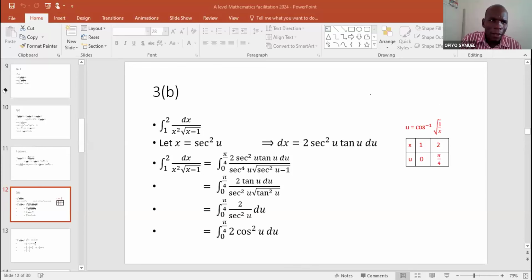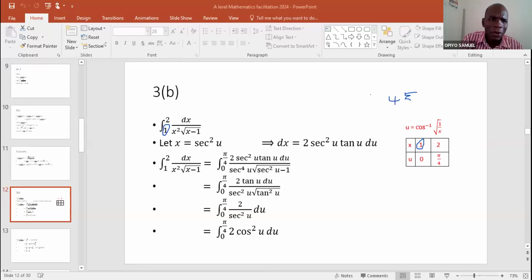So when x equals 1, we put 1 here and we get u equals cos inverse of 1, which is equal to 0. When x equals 2, we get cos inverse of 1 over 2. That gives us the angle 45 degrees.